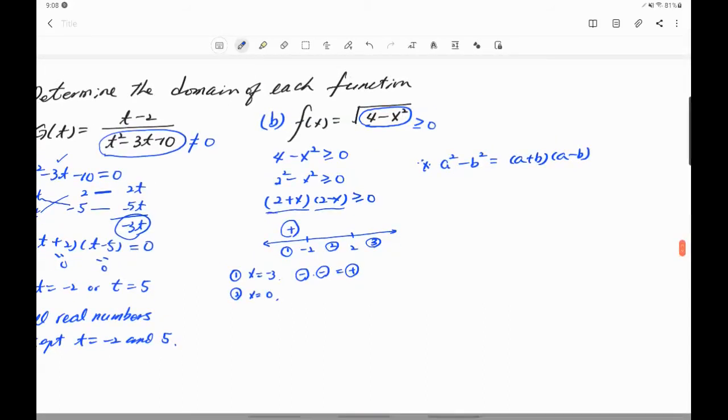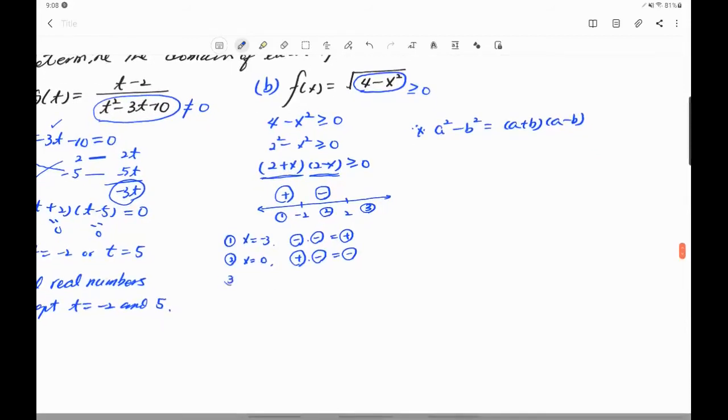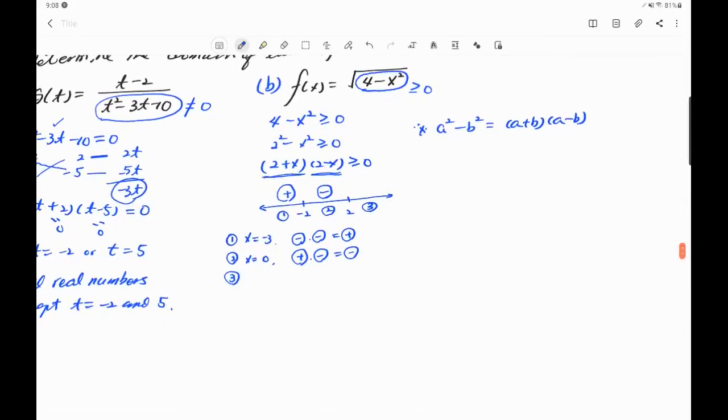For the second interval, let's use x equals 0. As you plug in 0, this factor is positive, and this factor is positive too. Actually, the result is positive. So this interval contains positive y values. How about the next interval? Let's use number 3.